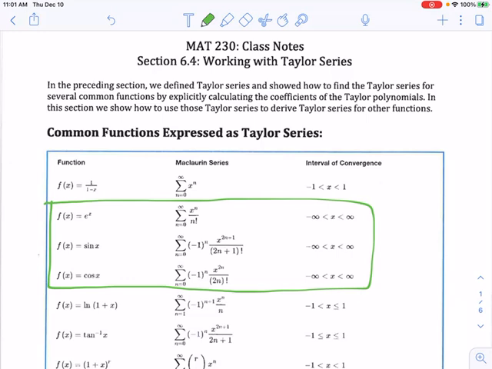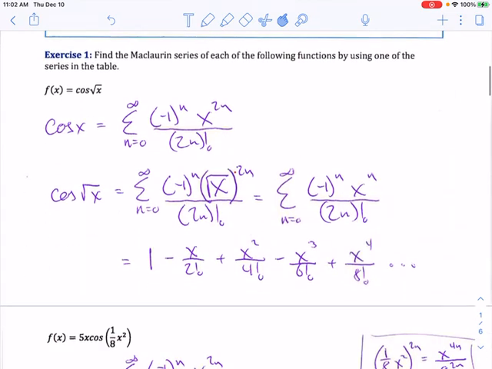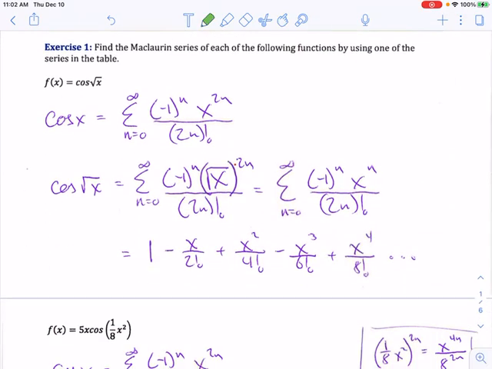In a previous video, we developed the power series for e to the x, sine of x, and cosine of x. So what we want to do now is combine these already known Maclaurin series with what we know about properties of power series to create the Maclaurin series for some new functions. So let's get into the first example to see exactly what I mean by that.